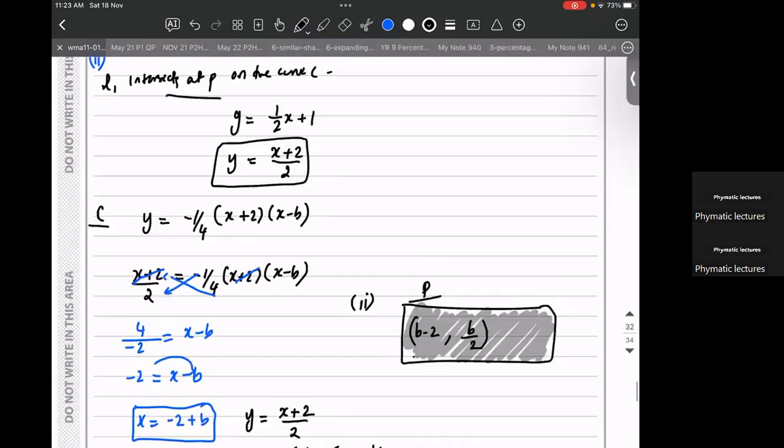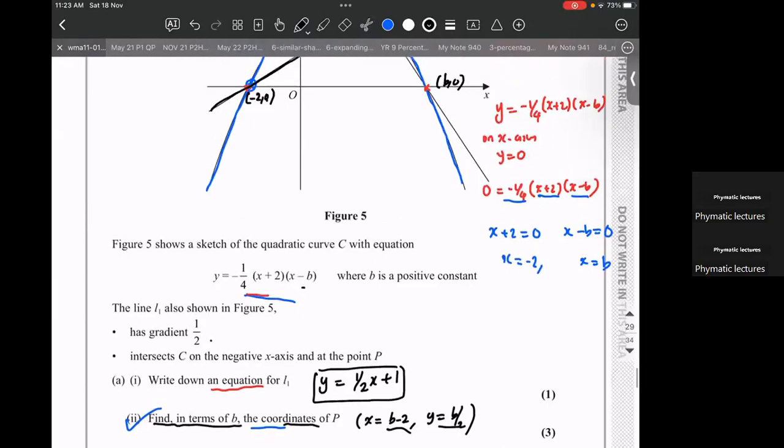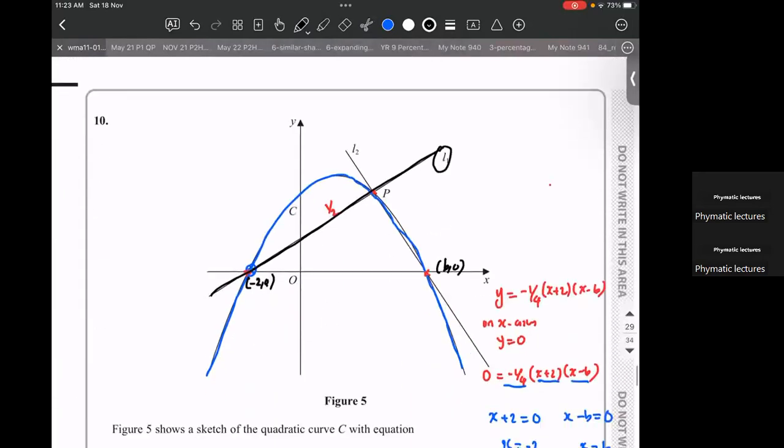So that is the answer for this question. Hence or otherwise, find the value of b. That is what we did. So b is equal to 8. This we already showed. Okay. So that is the idea regarding this question.